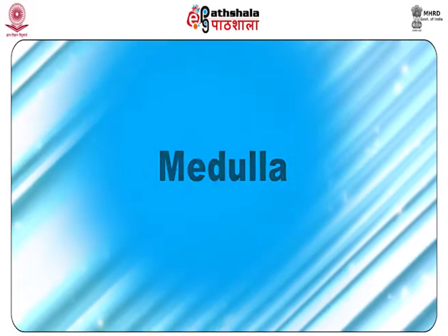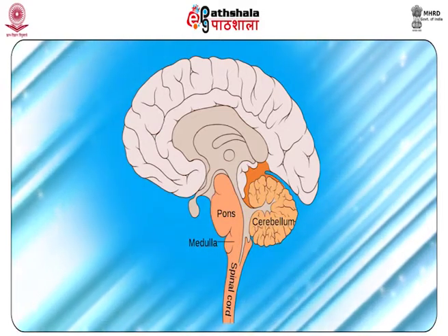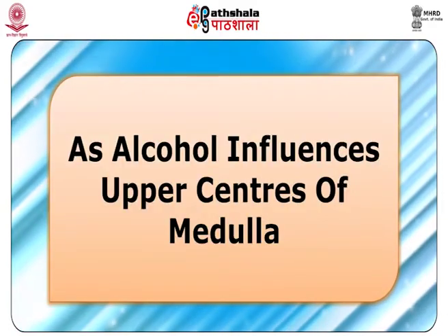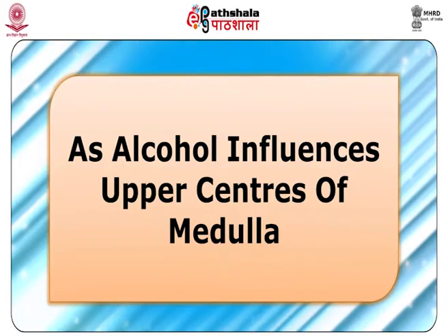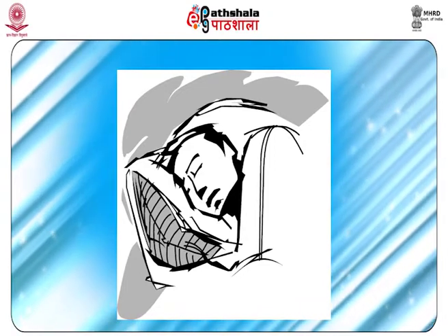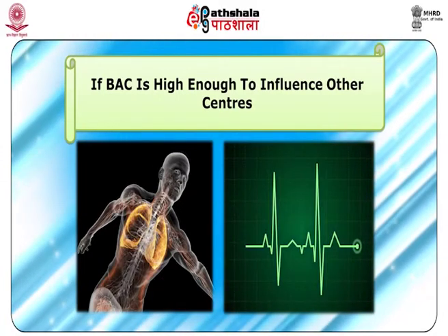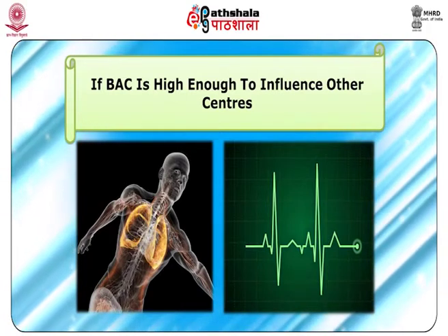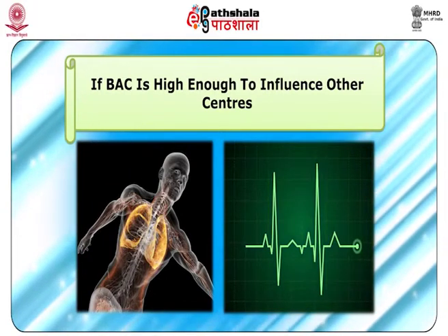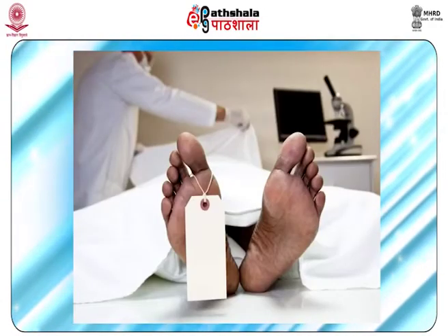Next is the medulla. It controls essential body functions such as body temperature, heart rate, breathing, and consciousness. As alcohol starts influencing the upper centers of the medulla, the person starts feeling sleepy and eventually may become unconscious. If the BAC is high enough to influence the other centers like heart rate, breathing, and temperature, the person starts breathing slowly. Body temperature starts falling along with the blood pressure. This may also lead to death.